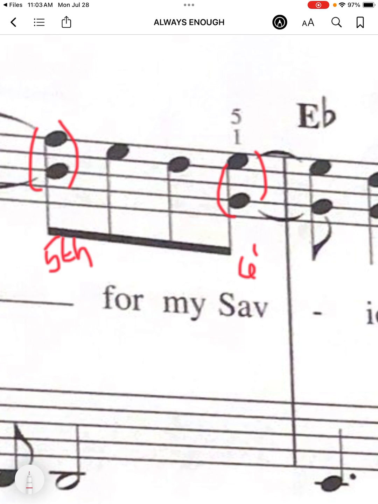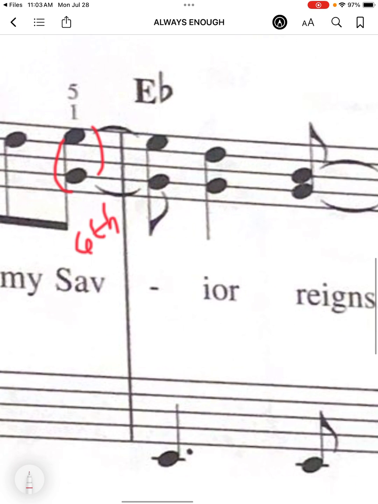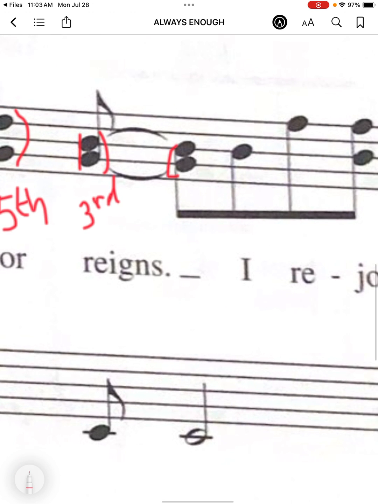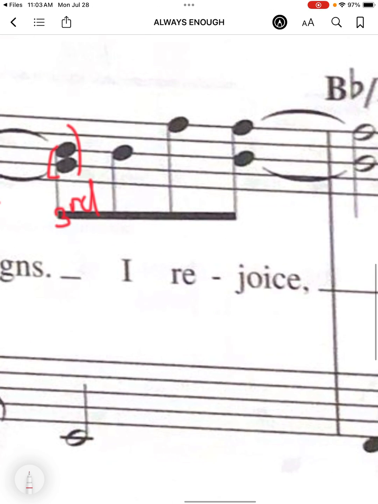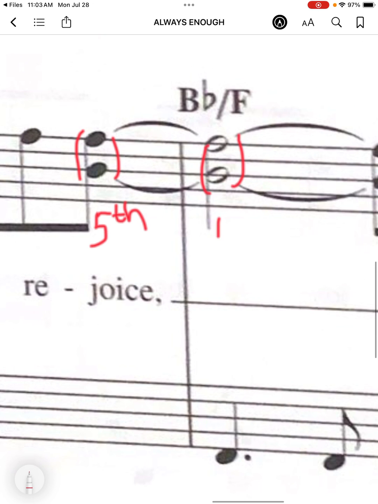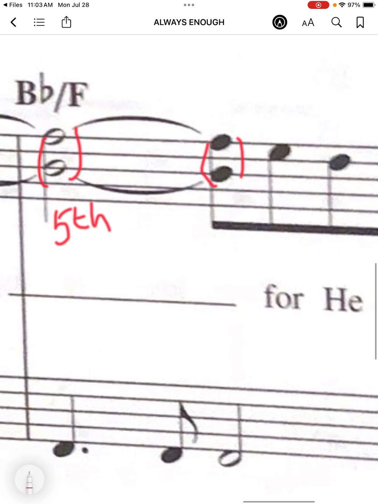Sixth, that's you. All right, sixth, fifth, third, in terms of interval of a third, going on the top notes. The fifth is going to go on the top, so there it goes, and this one goes to the fifth. Fifth over here.